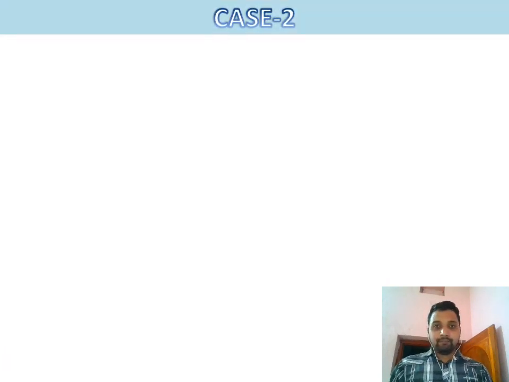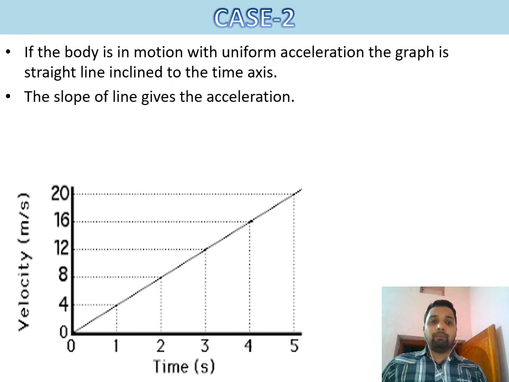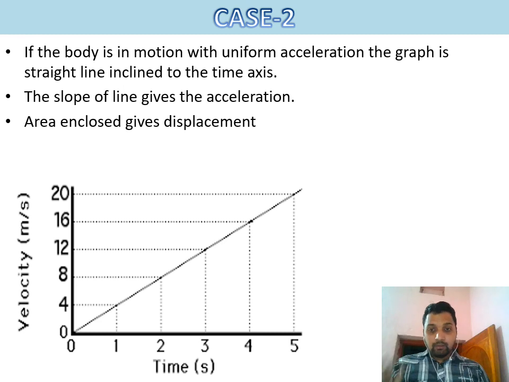Next case, when a body is moving with uniform acceleration. A straight line graph always signifies a uniform change between two quantities. So when you get a straight line graph, here if you look, at 0 it is 0, at 1 second 4, at 2 seconds 8, at 3 seconds 12, at 4 seconds 16, at 5 seconds 20. To get the slope of this graph, to get the acceleration in this graph, we have to take y2 minus y1 by x2 minus x1. If we take any 2 points, we can find the slope. The slope of this line will give the acceleration, and the area enclosed gives the displacement.